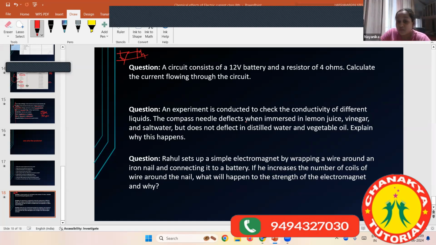Ma'am, the answer is 3 volts, I think. Ma'am, 12 by 4, 3. 12 by 4, 3. Fine. Second one?